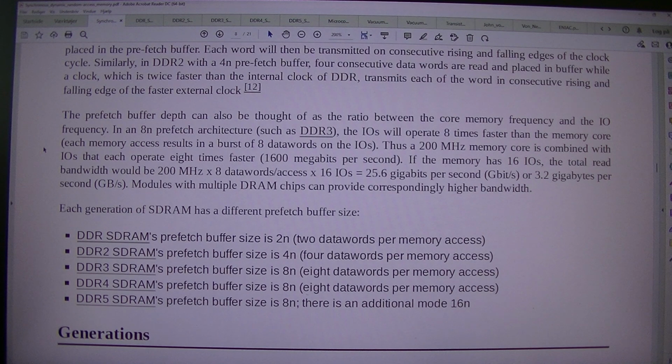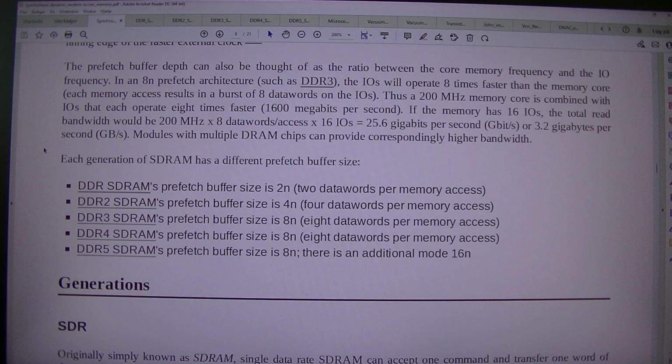Thus a 200 MHz memory core is combined with I/Os that each operate 8 times faster, 1600 megabits per second. If the memory has 16 I/Os, the total read bandwidth would be 200 MHz x 8 data words/access x 16 I/Os equals 25.6 gigabits per second, Gbit/s, or 3.2 gigabytes per second, GB/s. Modules with multiple DRAM chips can provide correspondingly higher bandwidth.